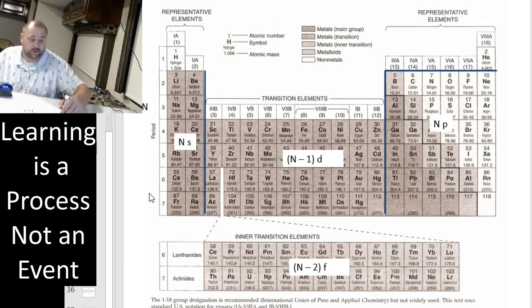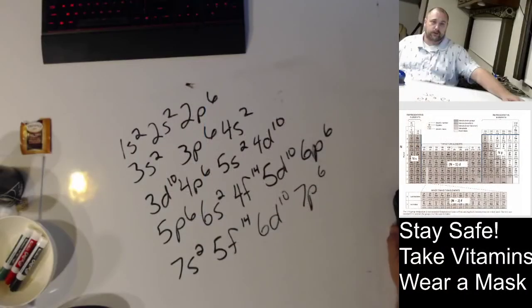Now I'm going to hit my 4f14. We'll finally get to our first f's. Then my 5d10 goes all the way across. Then I get over here to my 6p6 and 7s2, 5f14, all right, 6d10 and 7p6. We haven't hit any of the g's yet. So here's what I got. Here's my list as I went across all the way down.